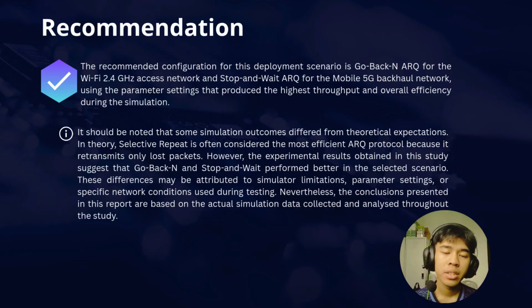Therefore, the recommended configuration for this deployment scenario is go back N ARQ for the Wi-Fi 2.4 GHz access network and stop and wait ARQ for the mobile 5G backhaul network, using the parameter settings that produce the highest throughput and overall efficiency during the simulation.